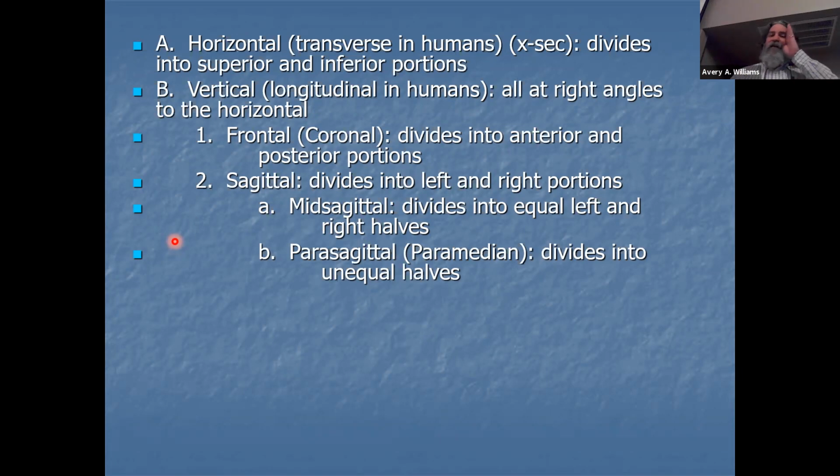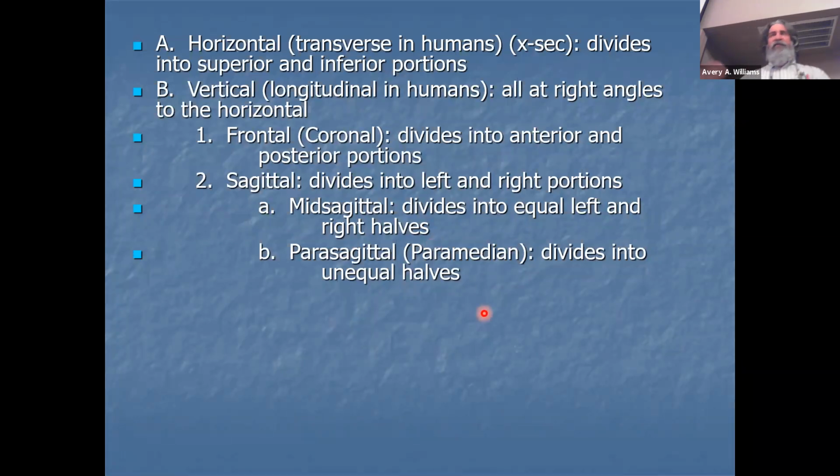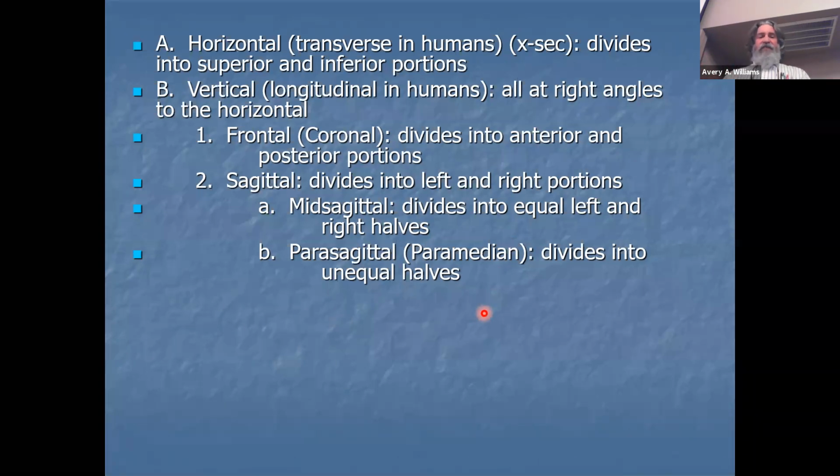If you section like this or this, it's unequal, right? Only right down the middle is equal. If you're cutting specifically on the midline or the median, you would produce a mid-sagittal section. So if you say mid-sagittal, you identify equal left and right halves. But if you're off to one side on purpose, it's parasagittal, or sometimes you see the word paramedian, same thing. Paramedian or parasagittal sections divide the subject into unequal left and right halves.